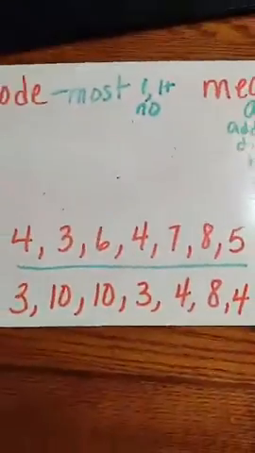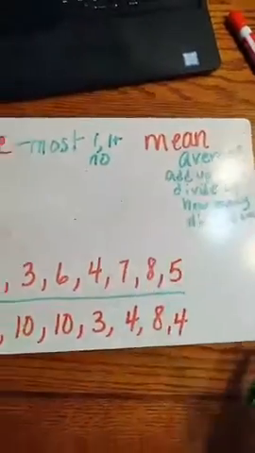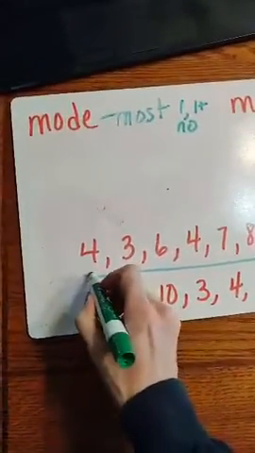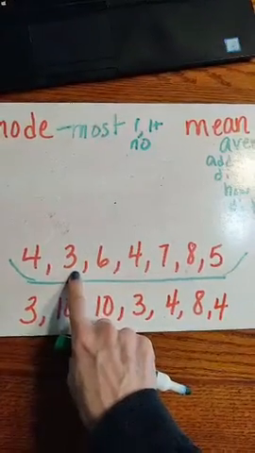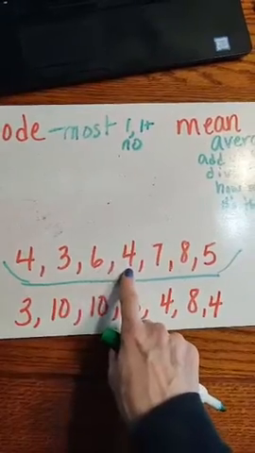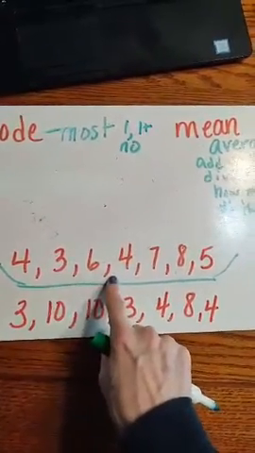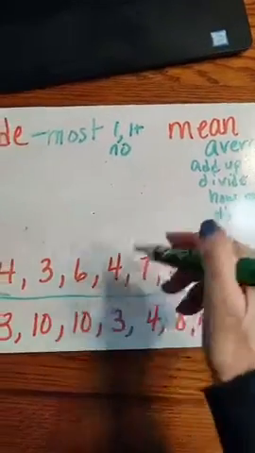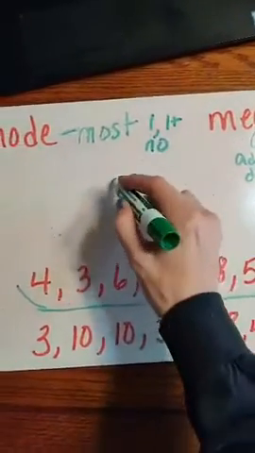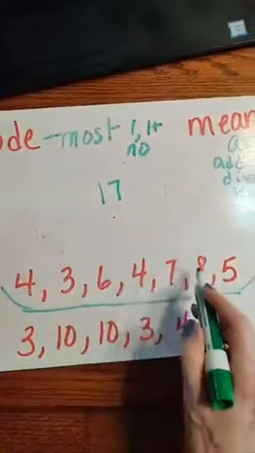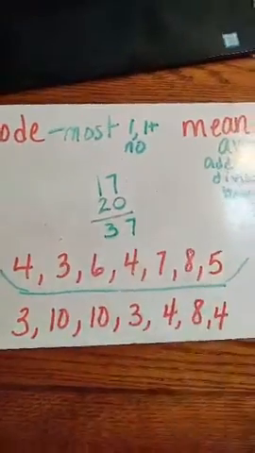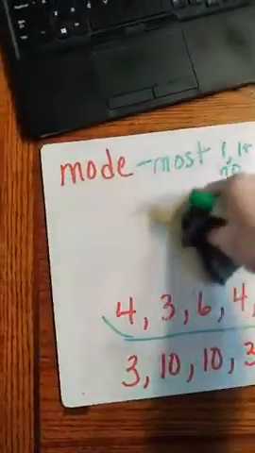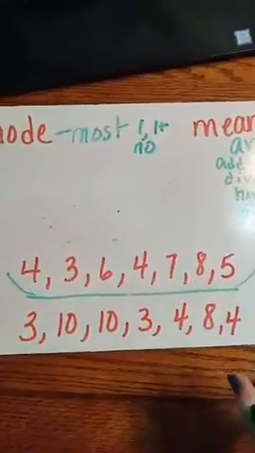Now let's go to mean. We said mean is the average, and when we find the mean or the average, we add up our numbers. Again, we're just working with this top set of data. So I'm going to add these up. 4 plus 3 is 7. 6 plus 4 is 10. 7 plus 10 is 17. 7 plus 8 is 15. Plus 5, 20. So I've got a couple numbers I can add now, and I've got 37. The values add up to 37.